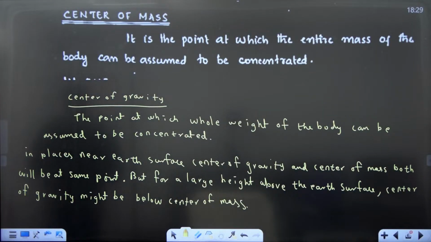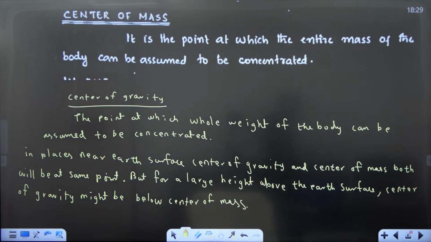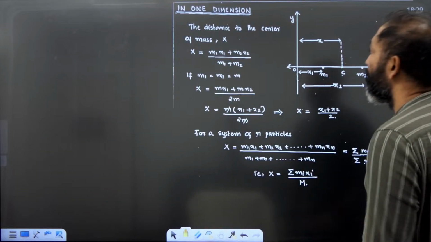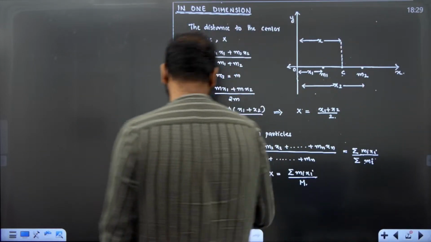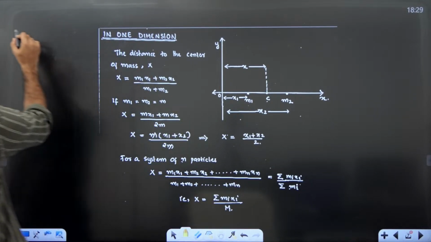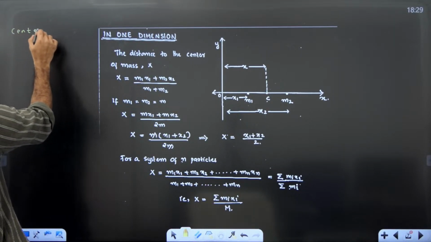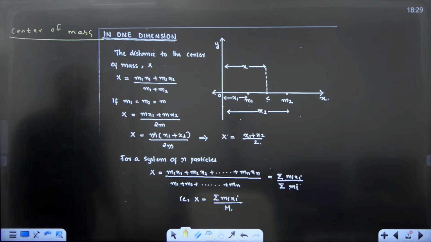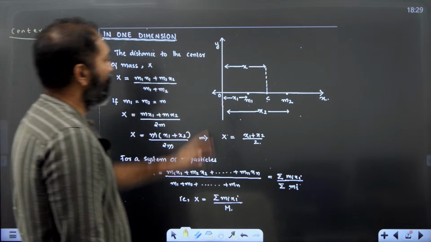Center of mass, center of gravity. Next topic, center of mass in one dimension. See, I will draw it separately.